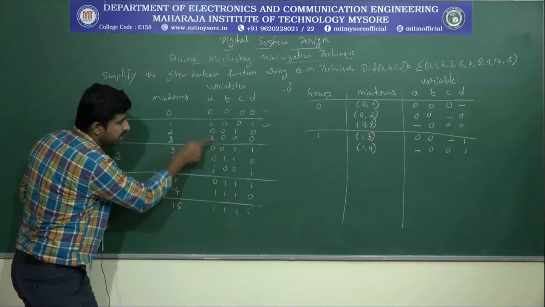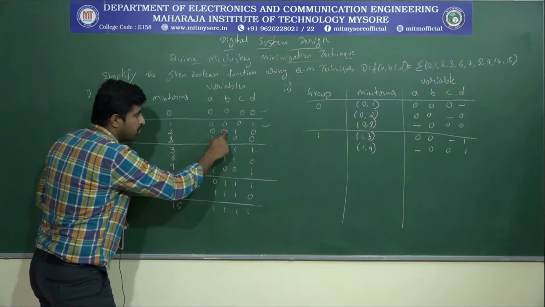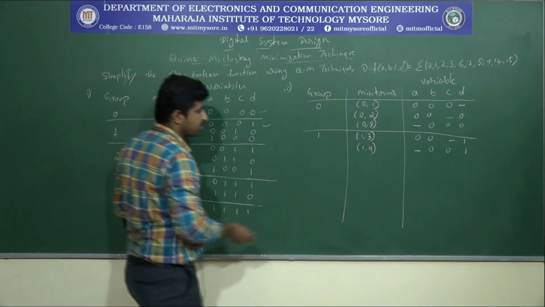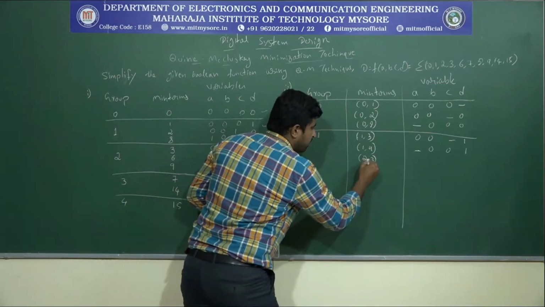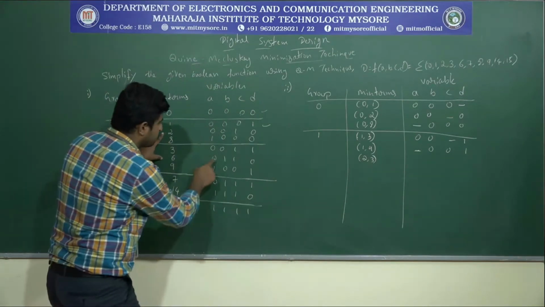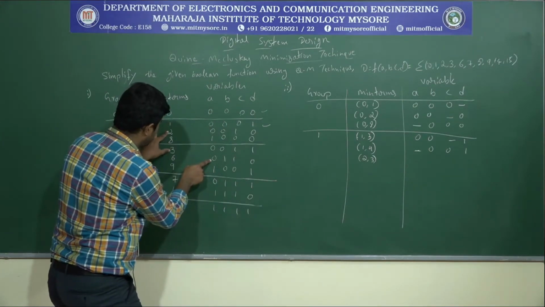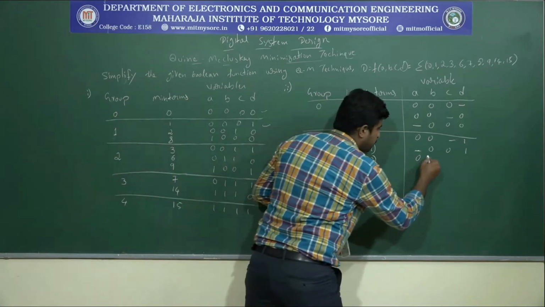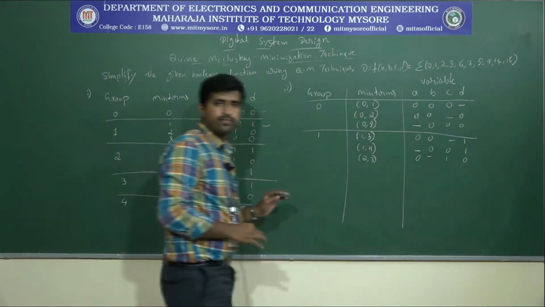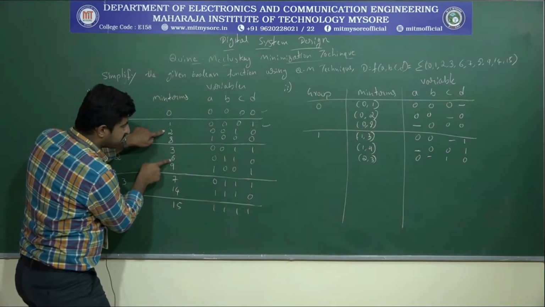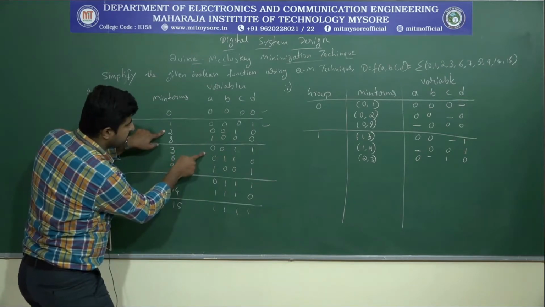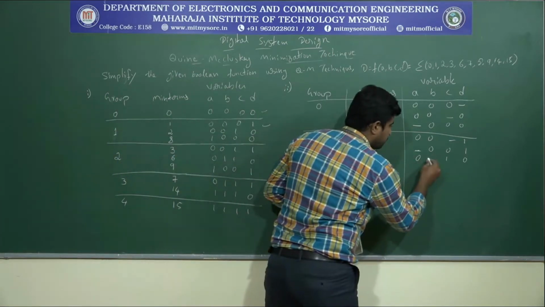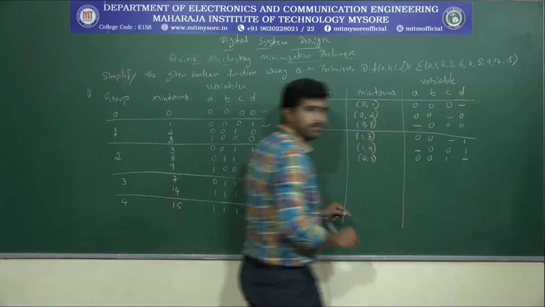So yes, 2 and 3 can be combined. The position of B has a difference, and the remaining will be the same as it is. So 2 comma 3 will be grouped, that is 0 dash 1 0, 0 dash 1 0. Okay, 2 is compared with the 3, right? 0 0 1 0, so 0 0 1 dash.